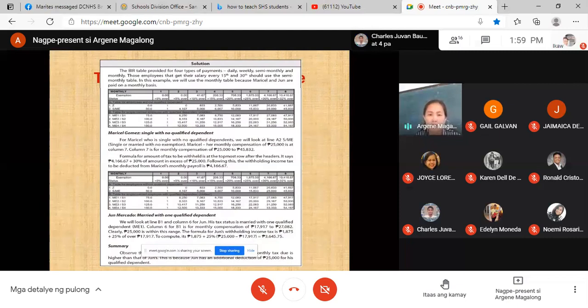So yung withholding tax ni June, 1,875 plus 25% of over ng 17,917. So, ang madideduct lang ng tax ni June ay 3,645.75. So, kung mapapansin natin, pareho lang sila ng compensation, pero hindi sila pareho ng tax deduction. Why? Kasi mayroong isang qualified dependent si June, while si Maricel ay wala. So meron siyang additional deduction na 25,000 dahil sa kanyang qualified dependent.